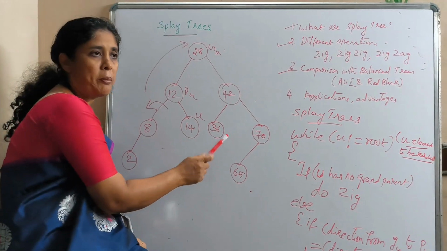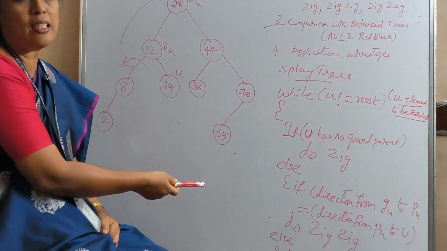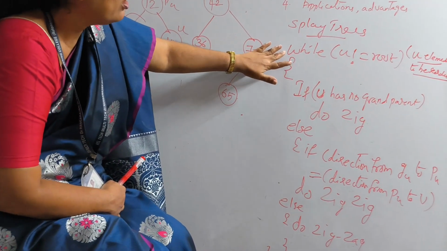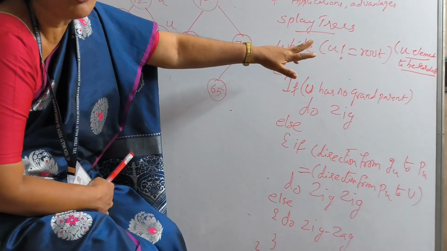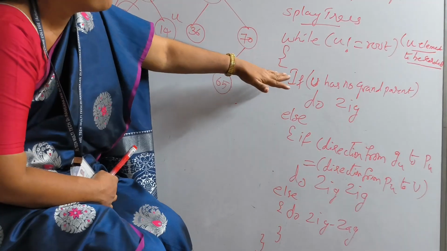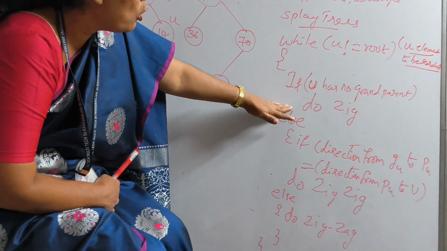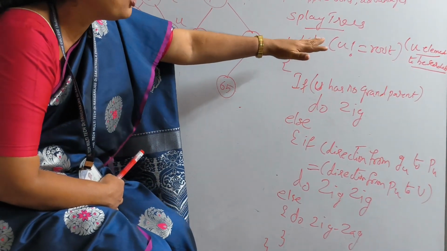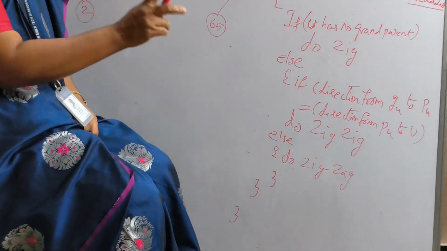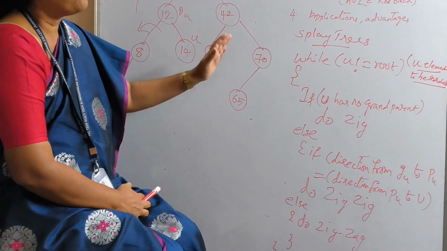Splay trees can be easily remembered by using these few steps, or you can say an algorithm. While U is not equal to root, where U is the element you are searching for, you have to check the following. If it is equal to root, then you exit, because the element you are searching for is in the root position. So you don't do any splaying, you just come out.